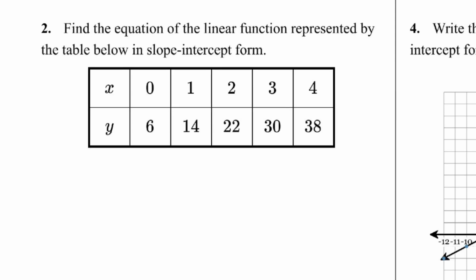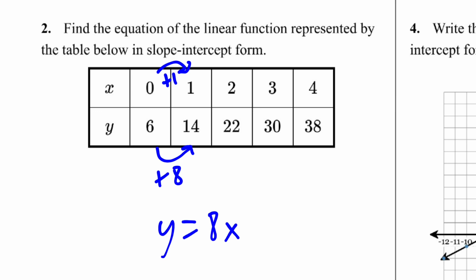Similar thing for this next one. What's the pattern? Plus 8. What's the pattern? Plus 1. So that's our slope. If we look at our intercept, that's when x is 0, what is y? That's going to be 6. So we write 8x plus 6.